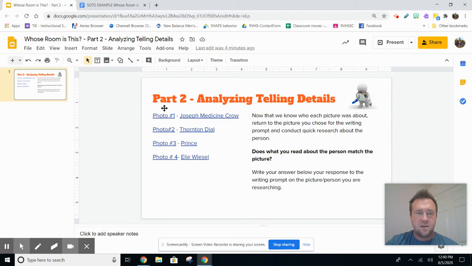So on this slide, I have linked for you each of the photos, who the owner of that space was, who was working in that space. For instance, photo number one is of Joseph Medicine Crow's workshop, where he was an artist and writer and historian. Photo number two is Thornton Dial. He's an artist. Photo number three is of Prince, the musician. And photo number four is of Elie Wiesel, the author and political activist.